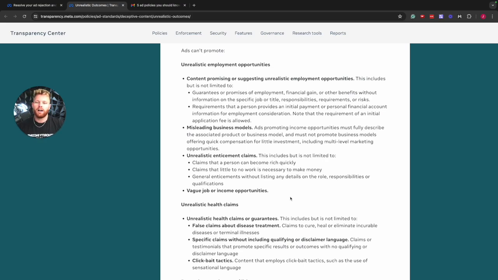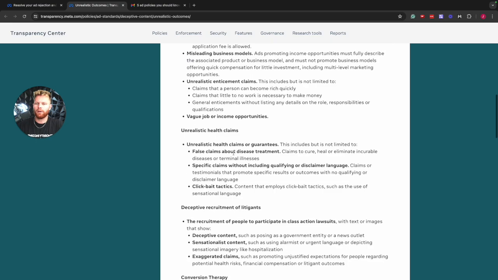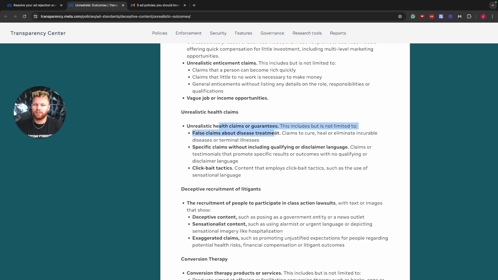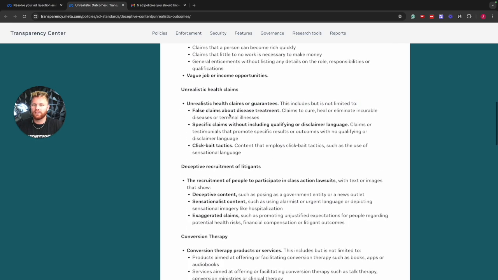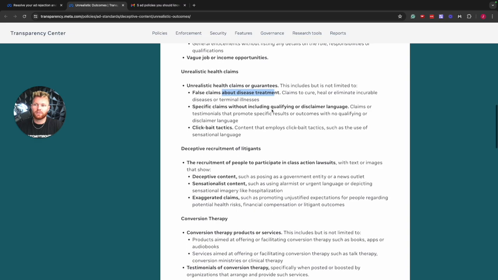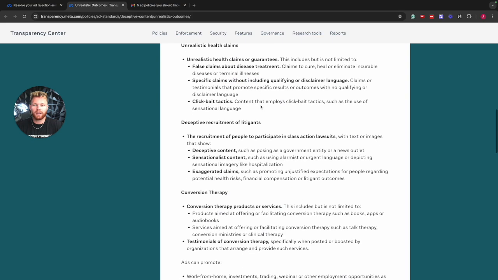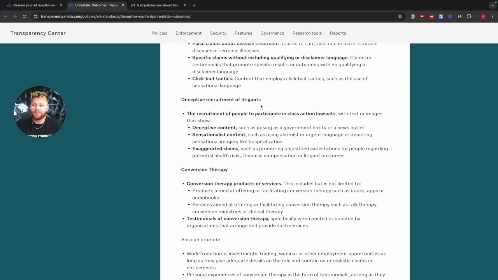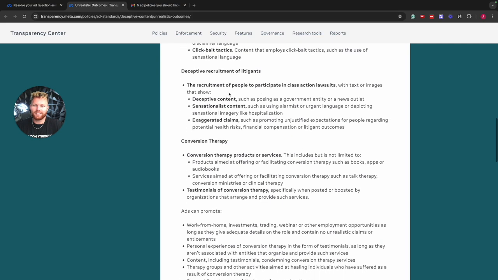Again, unrealistic health claims, you can't do that too. No guarantees that you'll help somebody lose weight, or guarantees for helping them fix an issue. For example, maybe they have ADD, you can't guarantee that you're going to get rid of their ADD, which it seems like everybody in this world has ADD nowadays.